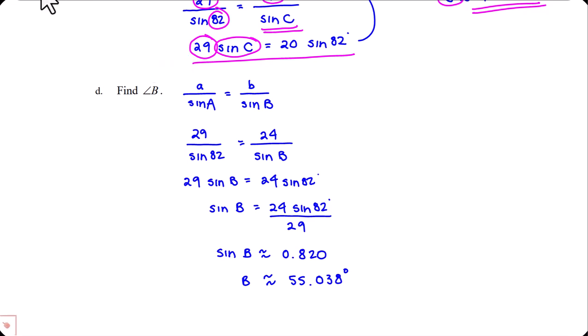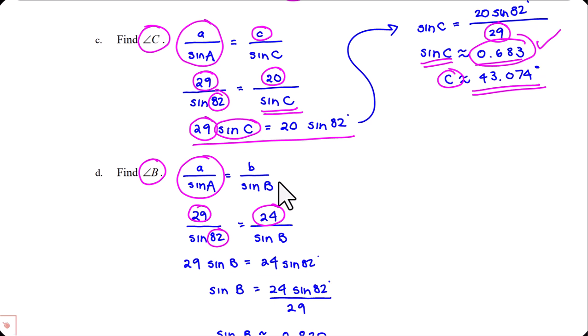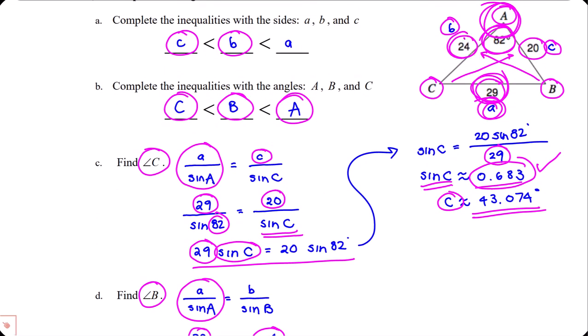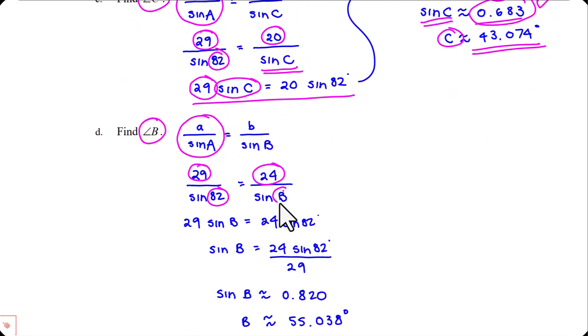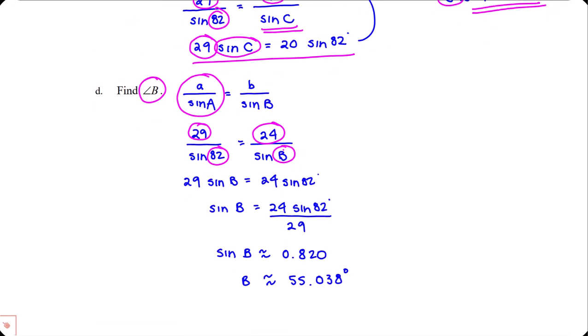To find angle B, I do the same thing. I start with the information I know, the 29 for the A and the 82 for the angle A. I know side B, it's 24. Again, going back real quick. That's opposite the angle B. It's not arbitrary, you have to follow the diagram. And I'm looking for angle B. So again, we cross multiply, divide the 29 to get the sine B by itself, and then practicing the calculator one more time.